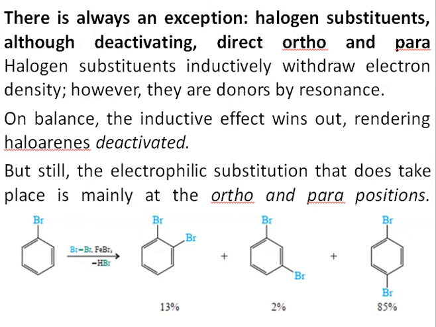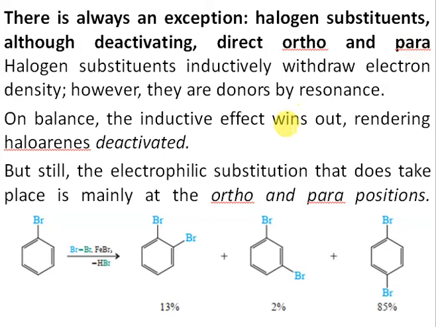Now if we have another case, there's always an exception, which is the halogen substituents, right? In the start we saw that halogen substituents have a dominating inductive effect, and they are withdrawing with respect to inductive effect, so they are deactivating the benzene ring. However, although they are deactivating the benzene ring, they are still ortho para directing, right? So far we have studied that any group which is deactivating is always meta directing, and any group which is activating is ortho para directing. But the halogens are an exception. Although they are deactivating groups, they decrease the rate of reaction, but still they are ortho and para directing groups.